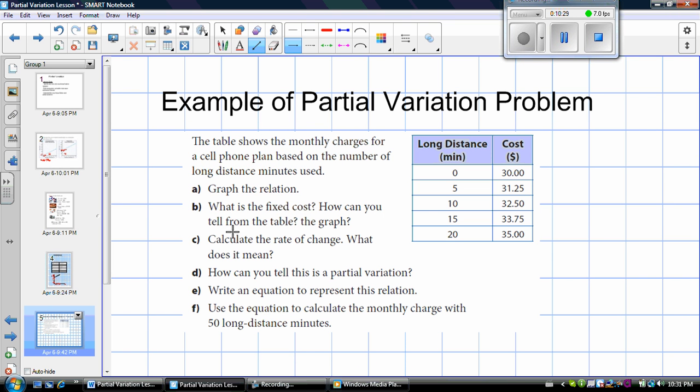Okay, so now we're going to go to an example of a partial variation problem. You're going to complete this problem here on your task sheet and use everything you learned from this video to complete this problem. Okay, if you have any problems, feel free to go back to this video or the previous video to watch some of the sections to get a better understanding of how partial variation works.